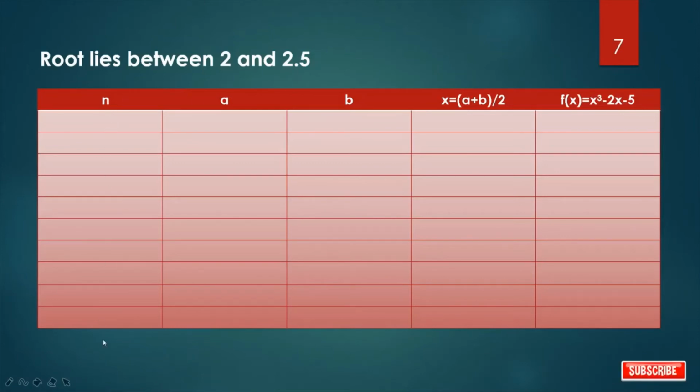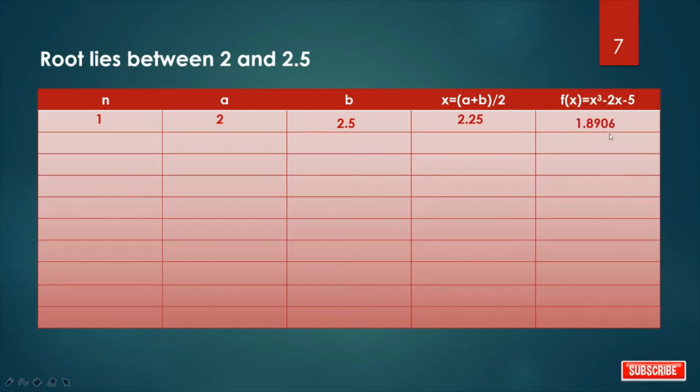First column is for number of iteration, second column for a value, third is for b value, then x equals a plus b by 2, and then fx equals x cube minus 2x minus 5. Now for first iteration, what is the value of a? 2. What is the value of b? It is 2.5. What is x? X equals 2 plus 2.5 by 2. And then calculate fx. F 2.25, it is.